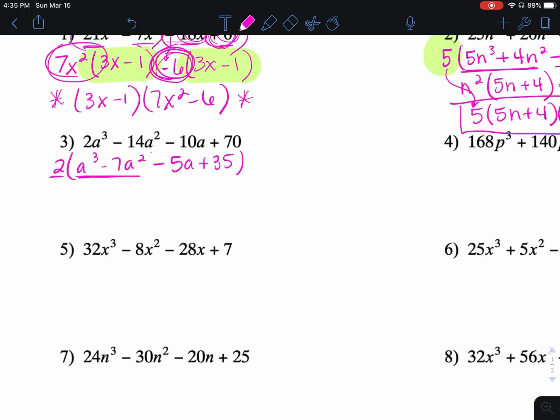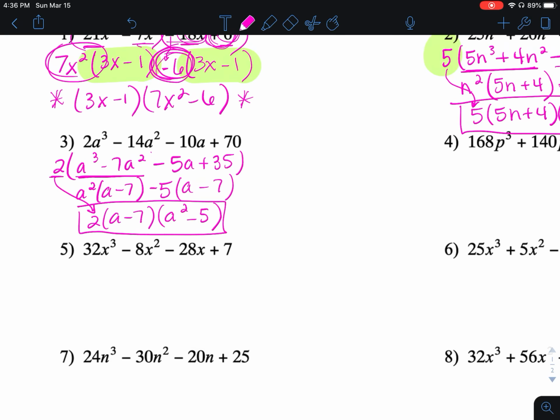So if I look at my first 2, I can factor out a squared. So I'm left with a minus 7. Bring down the negative. Out of 5 and 35, I can factor out 5. Leaves me with a minus 7. So a minus 7 is the first part of my answer, and then a squared minus 5. And then again, all we're going to do is bring down that 2. So this is my final answer.